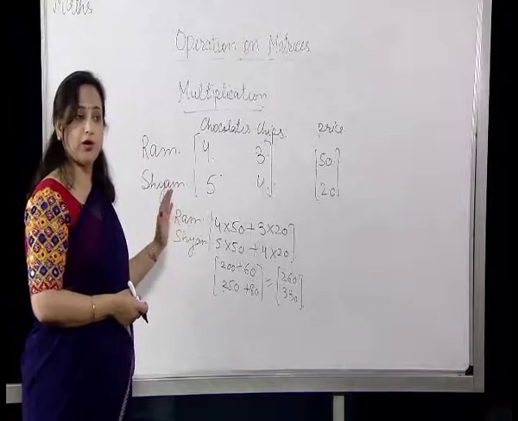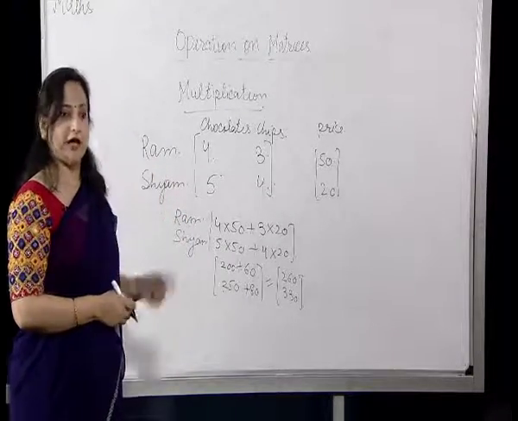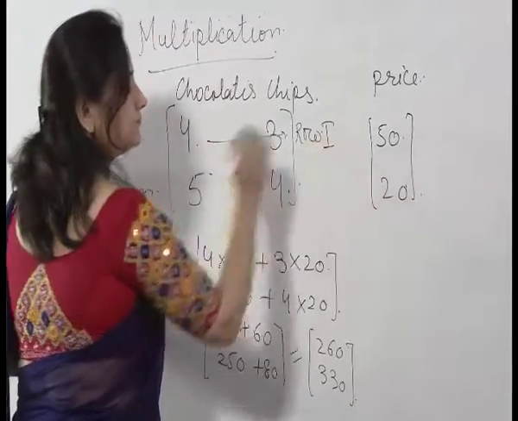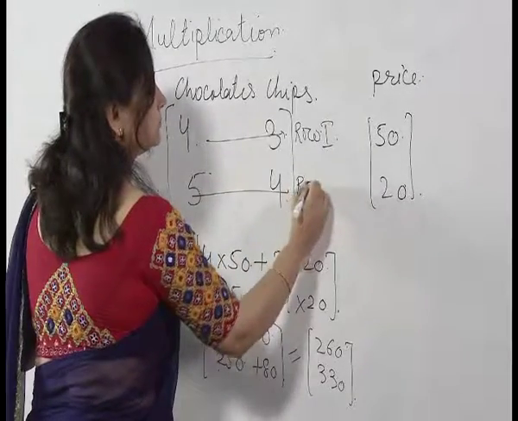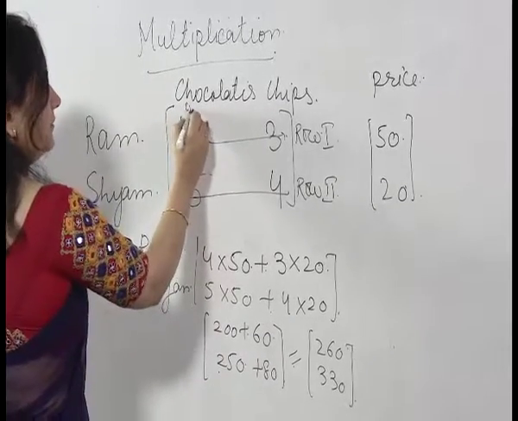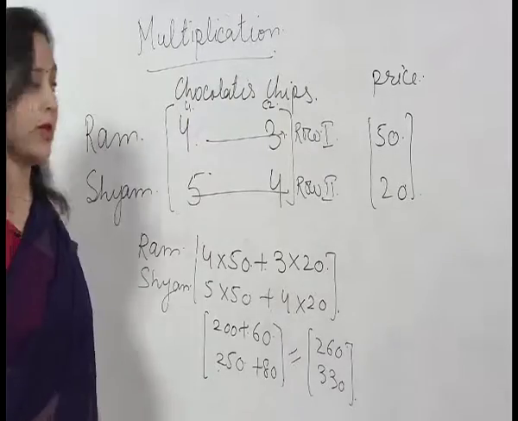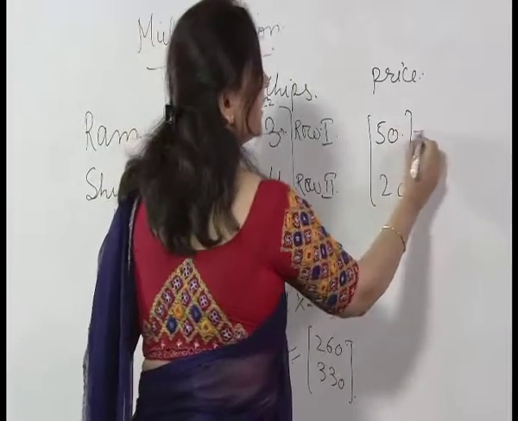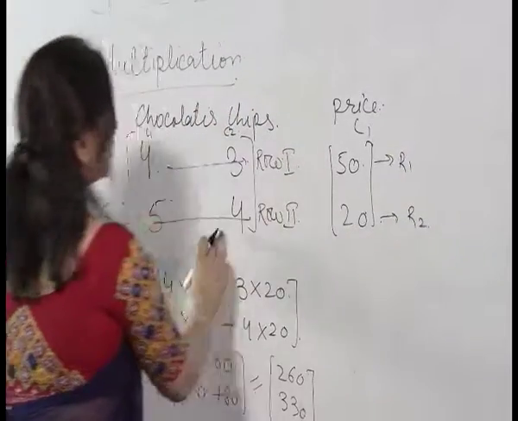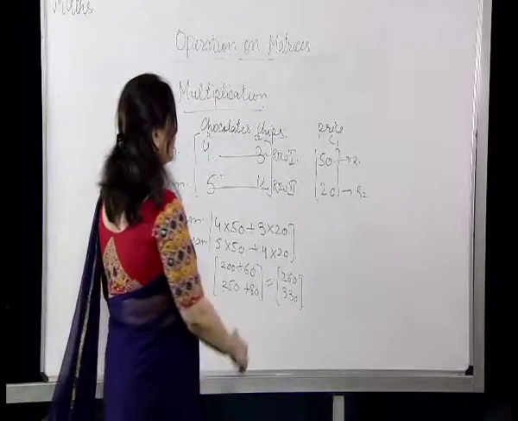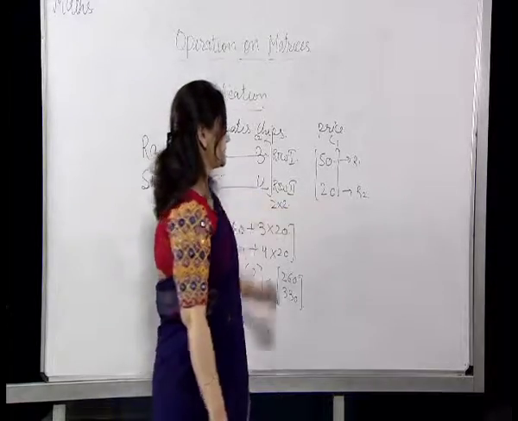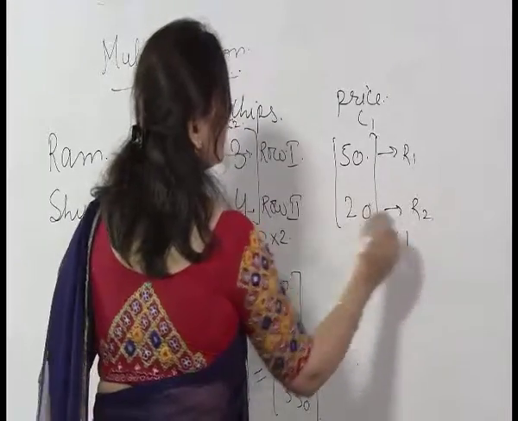Now, let me correlate it with matrices. If you take this as row, this is row 1 and this is row 2. This is column 1 and this is column 2. And this matrix is having 2 rows and 1 column. So, what is the order of this matrix? Order of this matrix is 2 by 2. And what is the order of this matrix? Order of this matrix is 2 by 1.